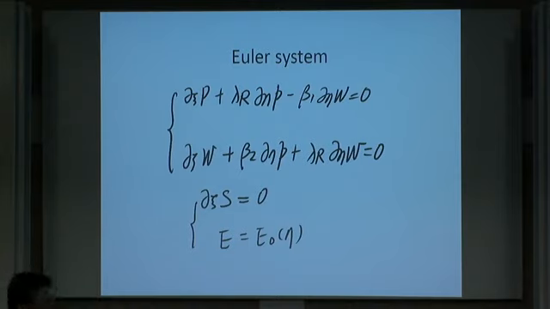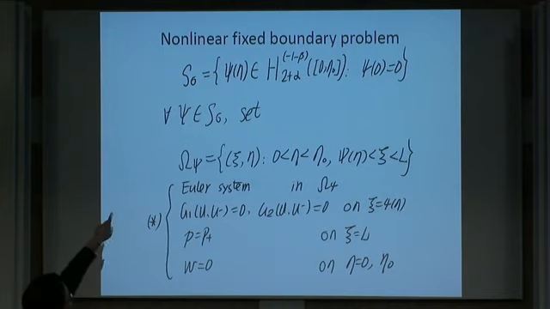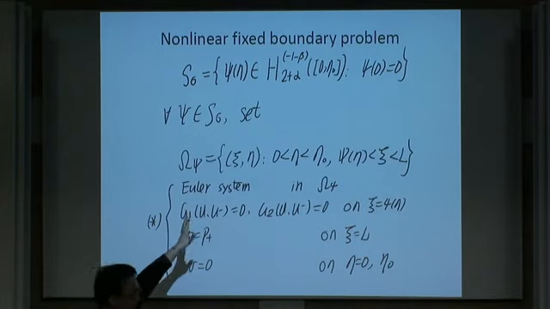So now we have formulated a free boundary problem. So how to deal with that? The strategy is as follows. We first define a set A sigma. Here there is some Holder space.